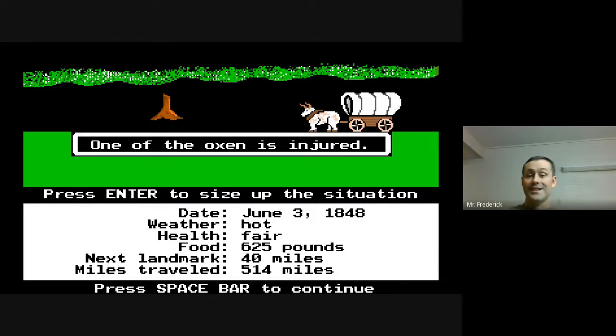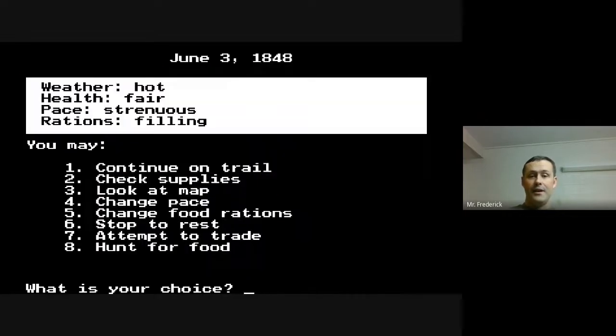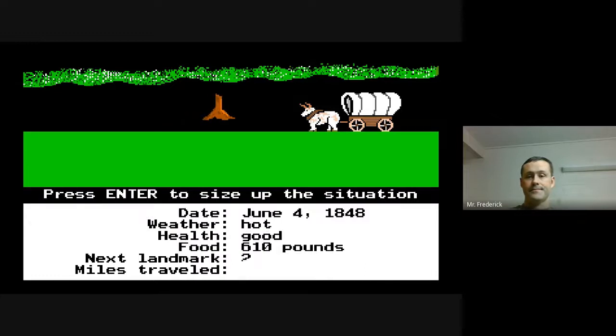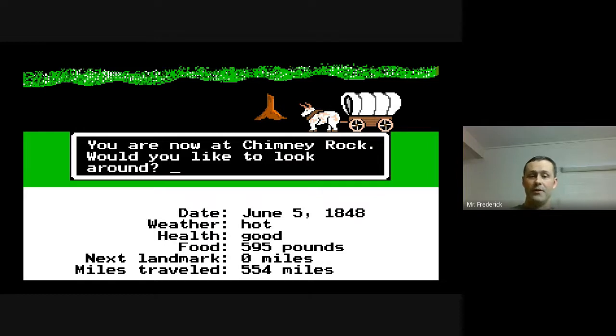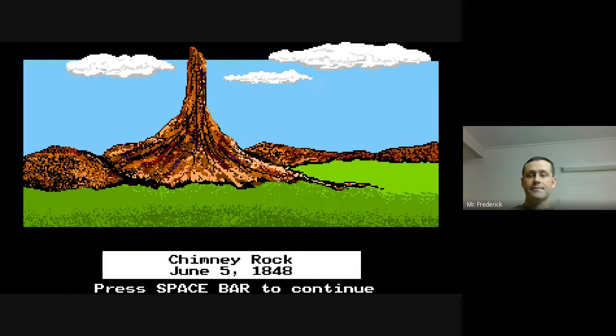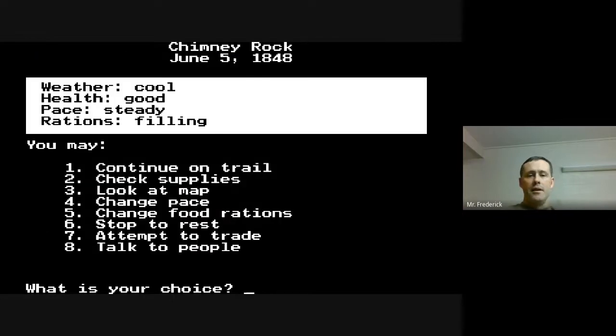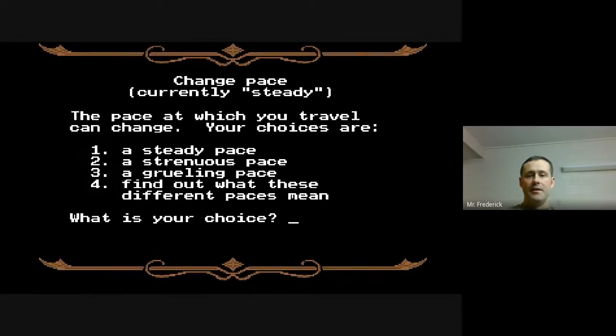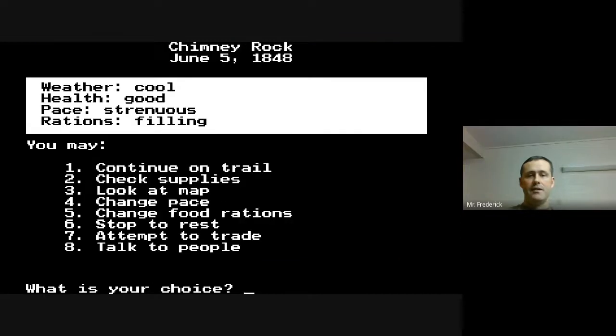Oh, one of the oxen is injured and my health is fair. I've got a couple options. I can either slow down or I can rest. I think I'm going to change my pace and see if that helps. And I'm going to go to a steady pace and continue on the trail. Hey, my health's already good. I'm going to speed up. Well, apparently I'm going to look at Chimney Rock first. I would like to look around. All right, let's change our pace back and go faster and continue on the trail.